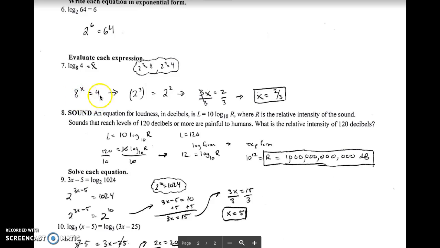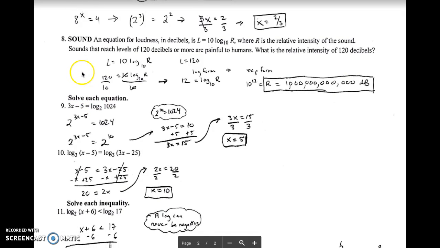And both of these numbers are powers of 2. 8 is 2 to the 3rd, and 4 is 2 to the 2nd. So this should say 2 to the 3rd times x, I forgot to write my x up here, equals 2 to the 2nd. And once the bases match, you just look at the exponent. So we'd have 3x equals 2, solve for x, you get x is 2/3.